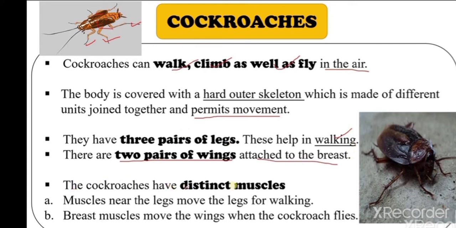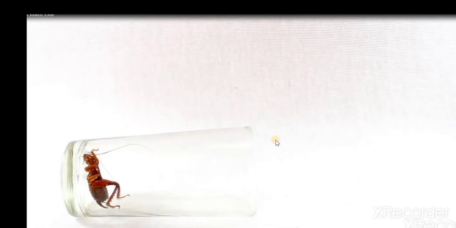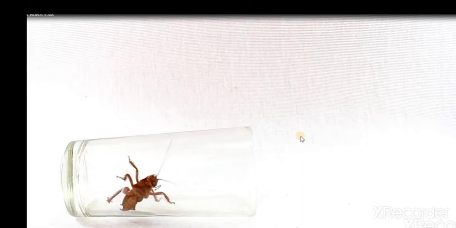The cockroaches have distinct muscles. Muscles near the legs move the legs for walking. Breast muscles move the wings when the cockroaches fly. So muscles near the legs help the cockroach to move, and the breast muscles help the cockroach to fly. Okay? We will now see how a cockroach moves. Cockroach, 3 pairs of legs, 2 pairs of wings. It can walk, it can climb, it can also fly.